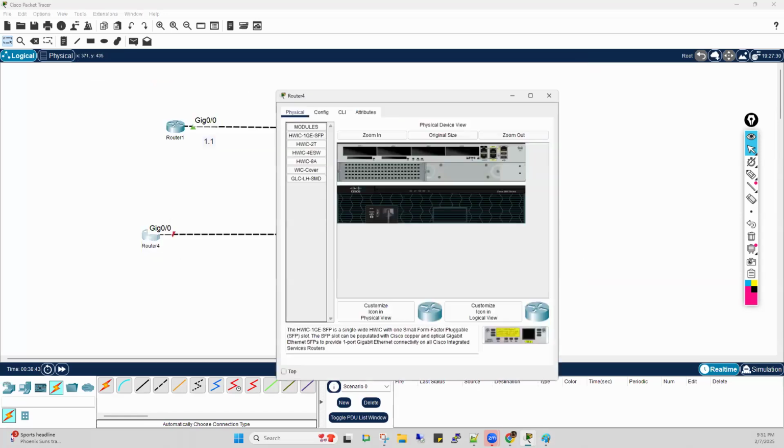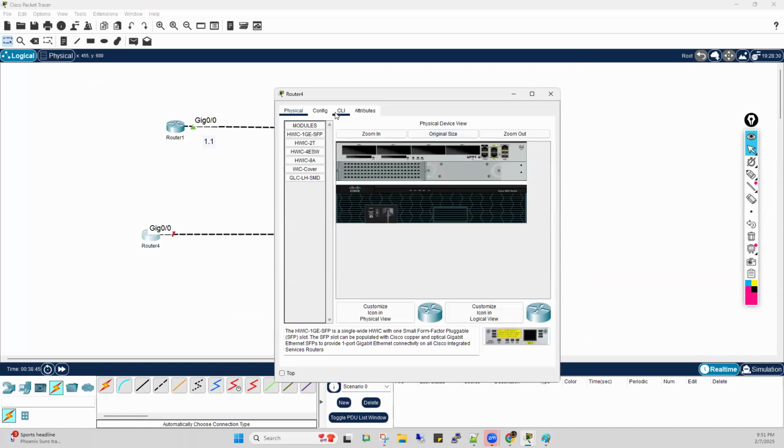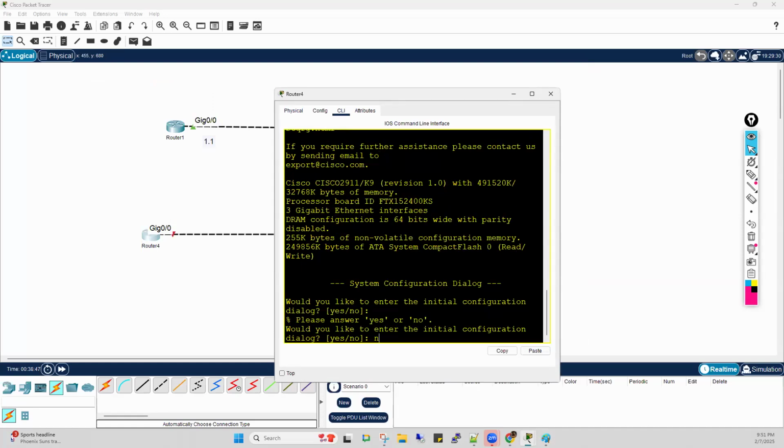Now come to this one. On this device, what you need to do? Go to the global configuration mode.